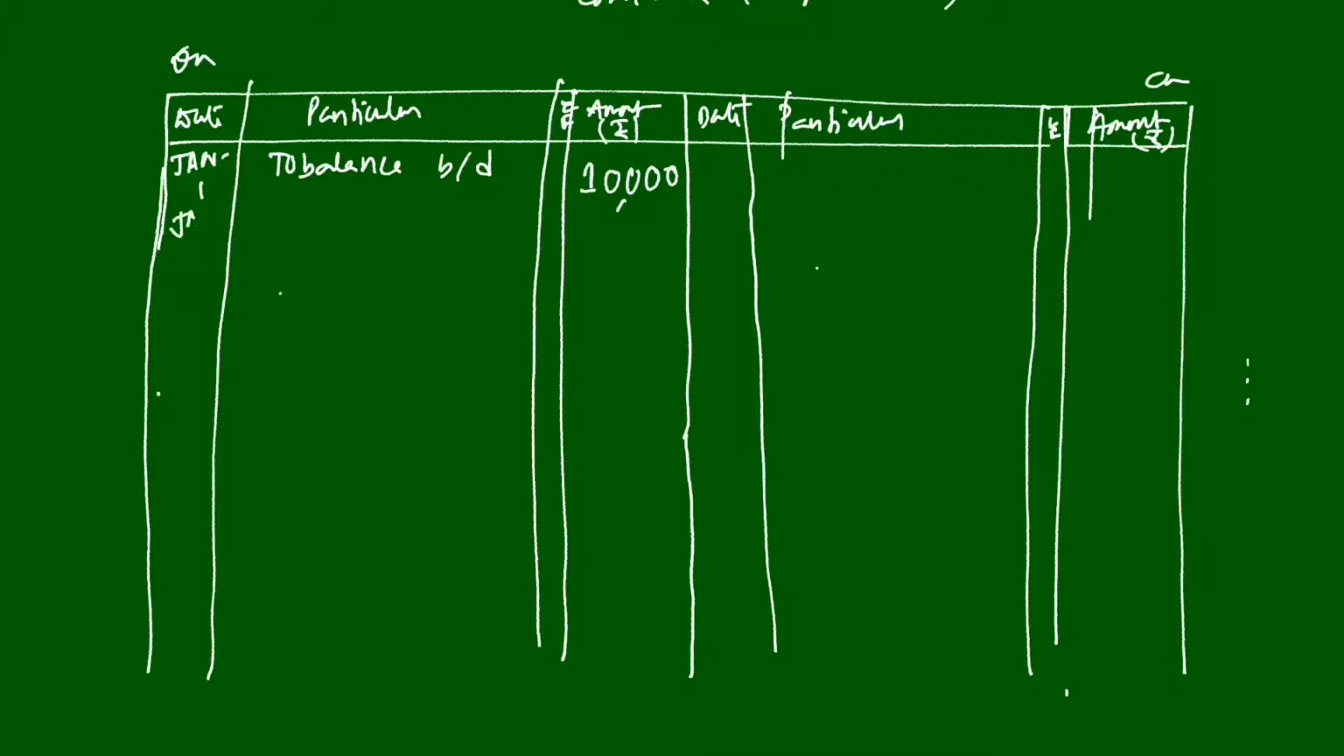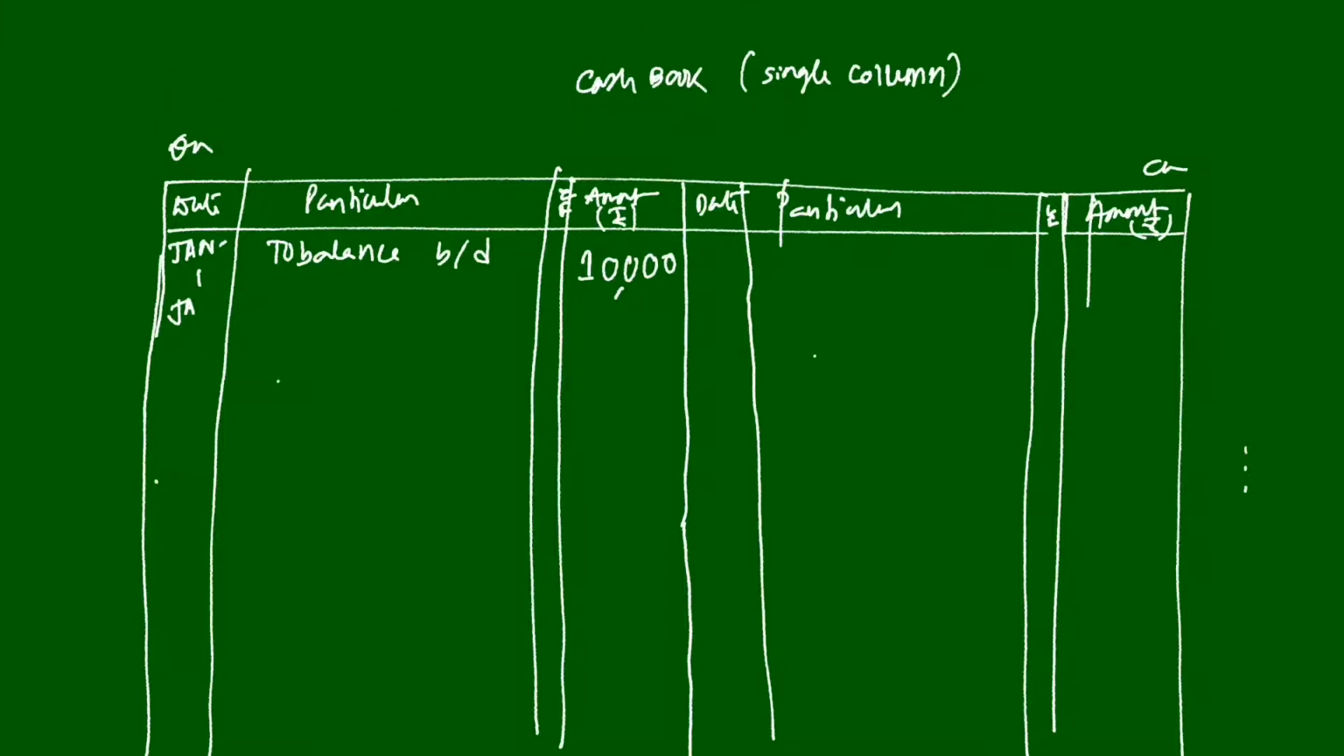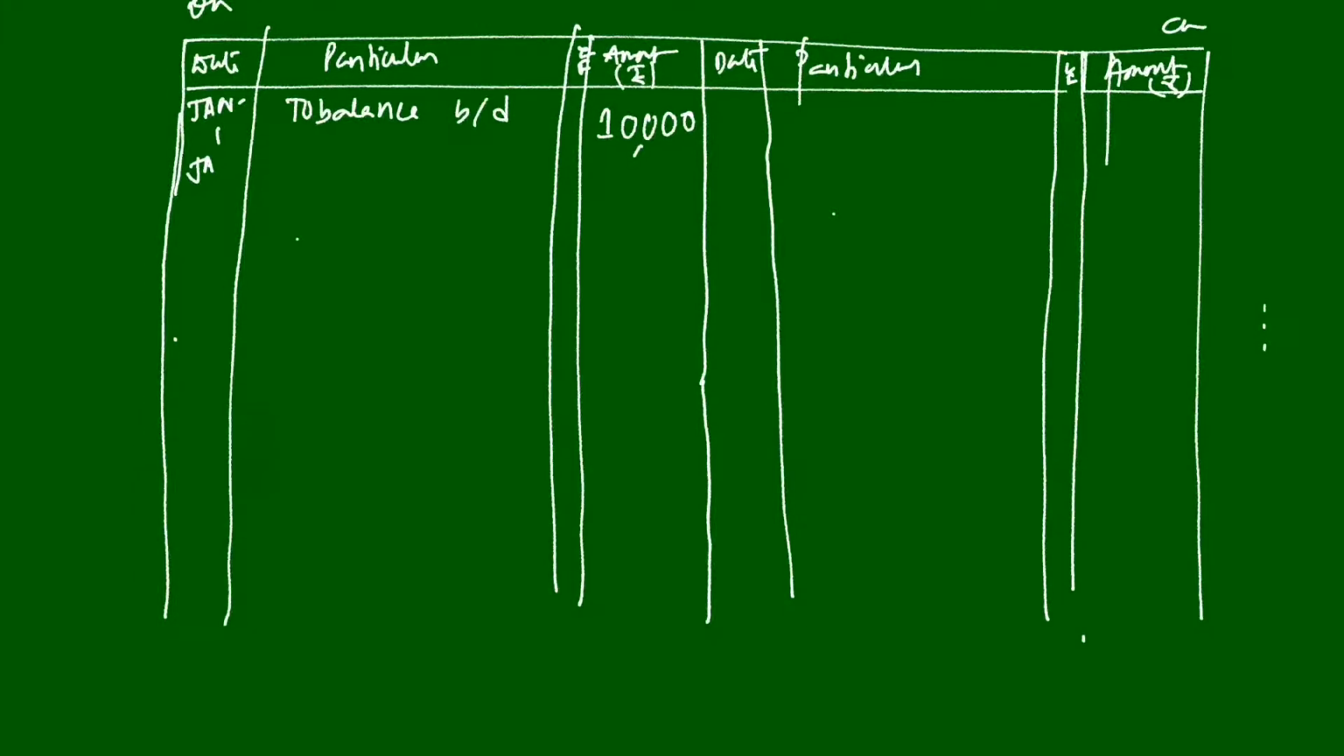So I write here. Always remember, all receipts are posted on the debit side and all payments are posted on the credit side. You have received, that's why the journal entry is cash account debit to Mohan and Bros. That's why you have to remember that. This is the debit side, cash account debit to Mohan and Bros.